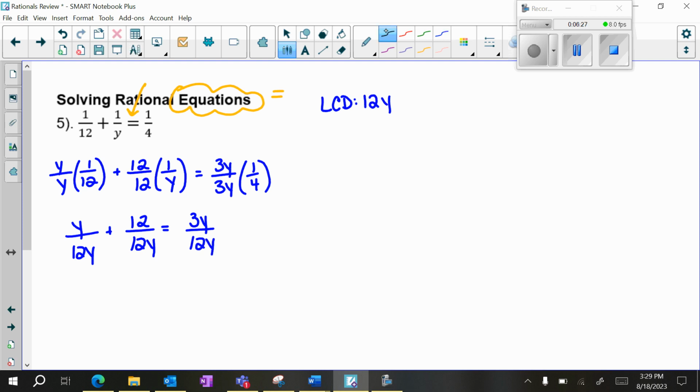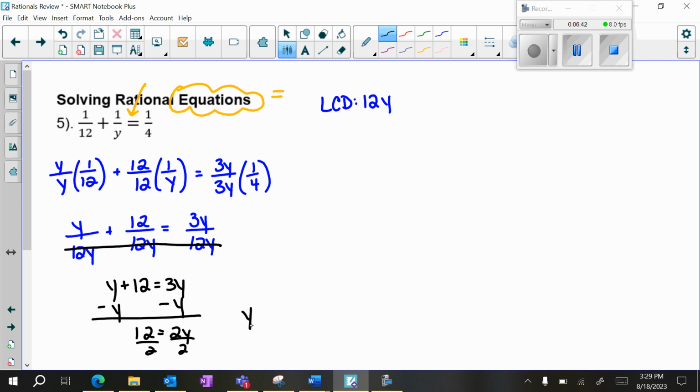Once your denominators are the same, because I have an equation, I can eliminate them. So I have y plus 12 equals 3y, which is now a basic linear equation that I'm going to solve. And I get y equals 6.